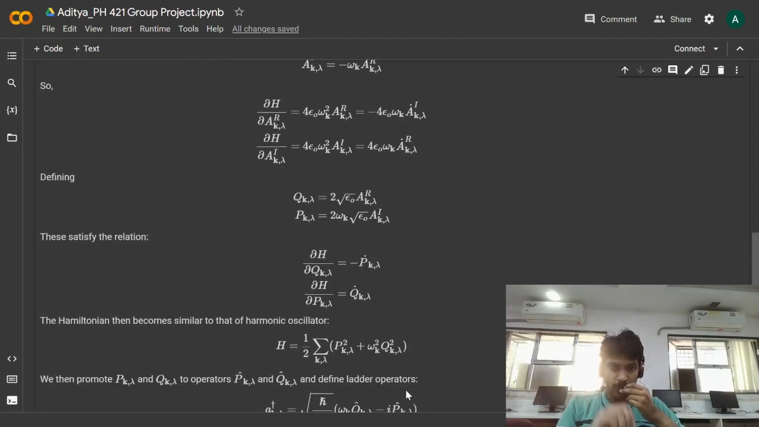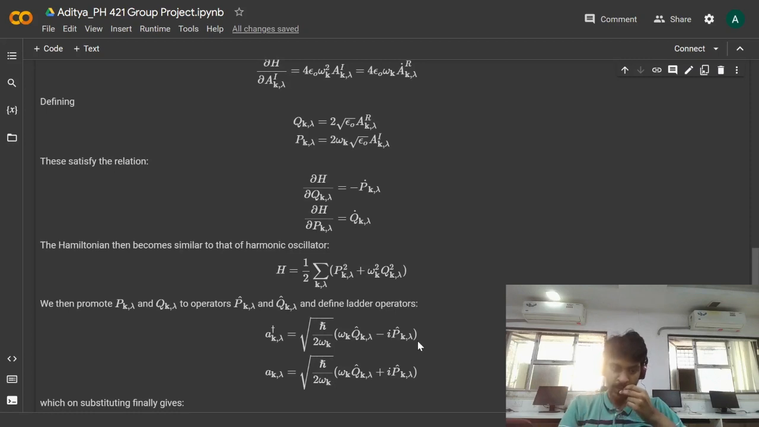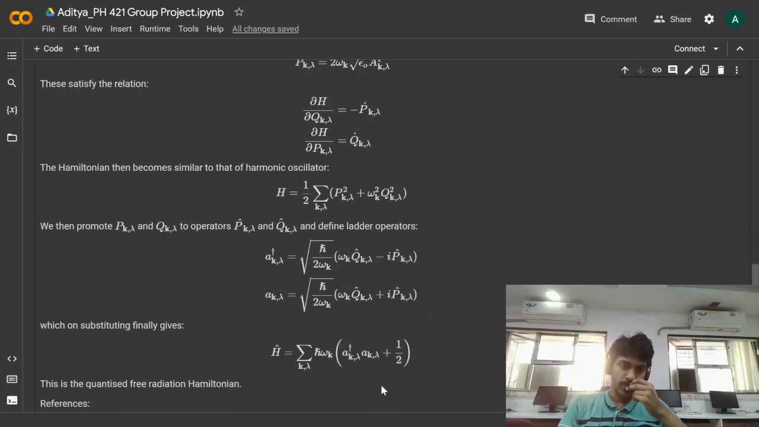So we can now promote p and q to operators and define ladder operators as follows. The creation operator is √(1/(2ħω_k)) times (ω_k q̂ − i p̂). Similarly, we define the annihilation operator. Once we make these substitutions, we finally get our Hamiltonian equal to ħω_k times (creation operator times annihilation operator plus ½), which is very similar to the quantized harmonic oscillator. So basically, this is the quantized free radiation Hamiltonian.